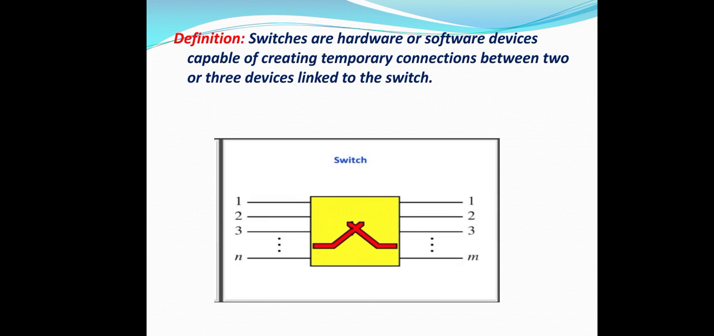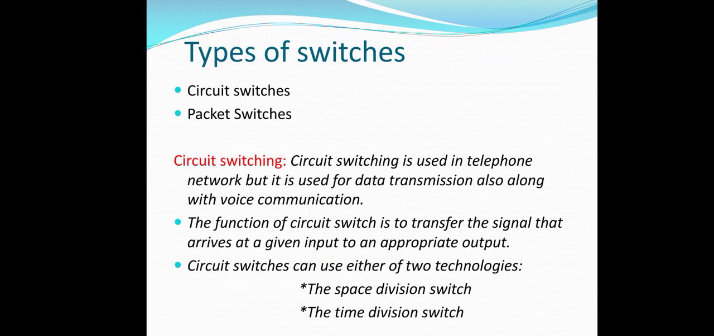Let's know about the definition of a switch. Definition: a switch is a hardware or software device capable of creating temporary connections between two or more devices linked into the switch. This is the diagram for a switch. There are two types of switches, that are circuit switches and packet switches.